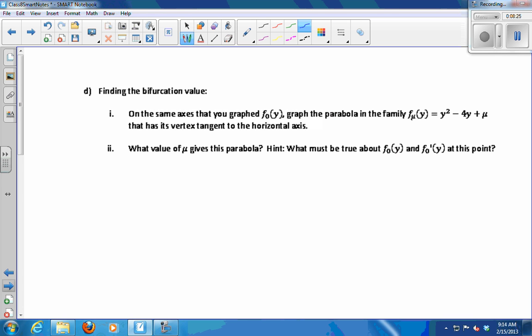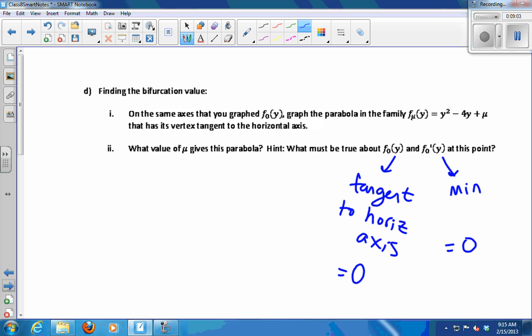What has to be true if we're going to make the vertex tangent to the horizontal axis? What has to be true about f of y and f prime of y? They're both 0. Because we're touching the x-axis, right? I should stop saying that. Tangent to the horizontal axis, because the horizontal axis is really y in this case. And f prime has to be 0 because it's the minimum. So they both have to equal 0. So this is how we could figure it out.